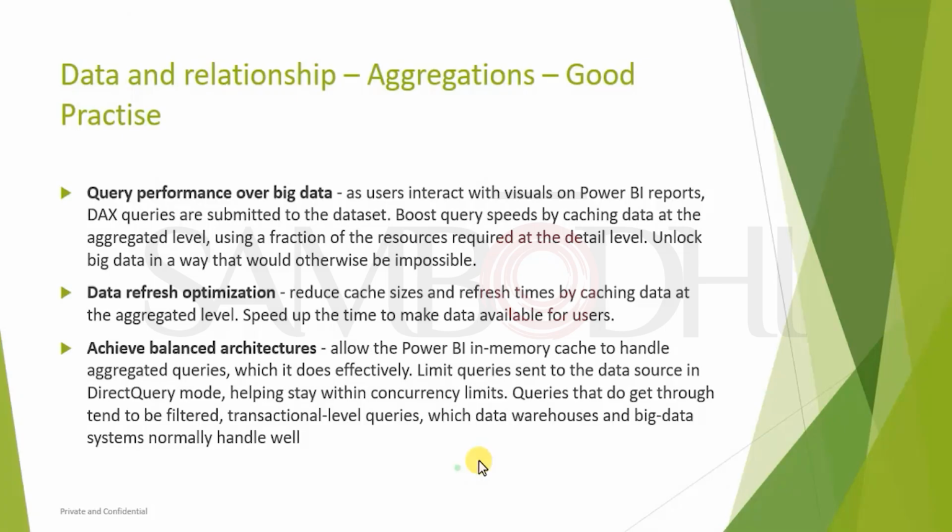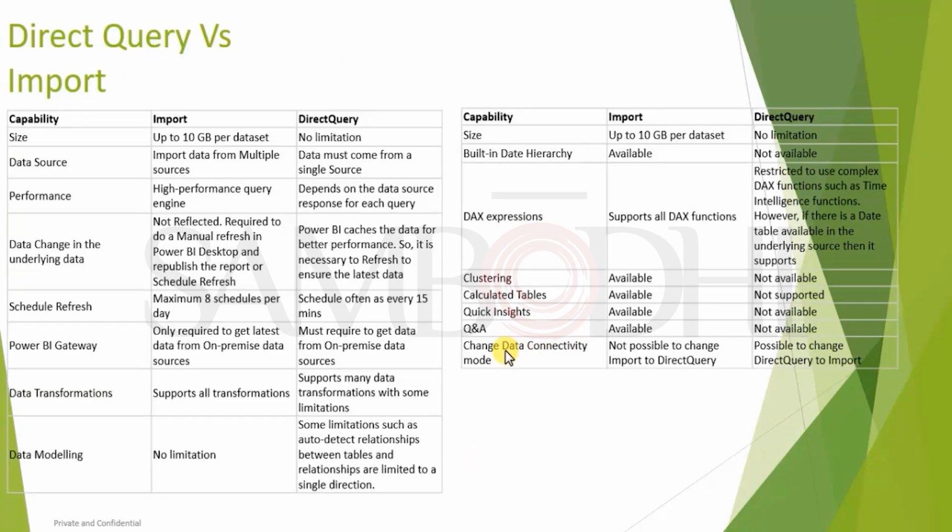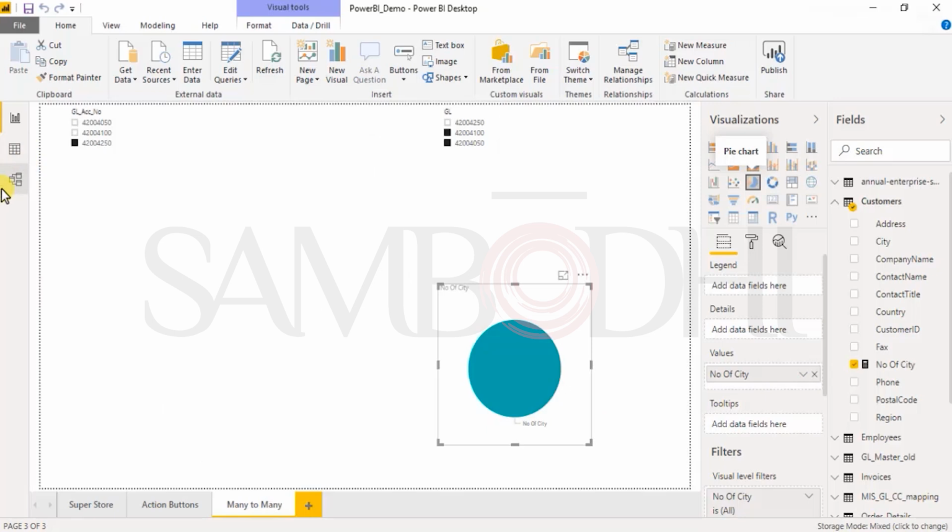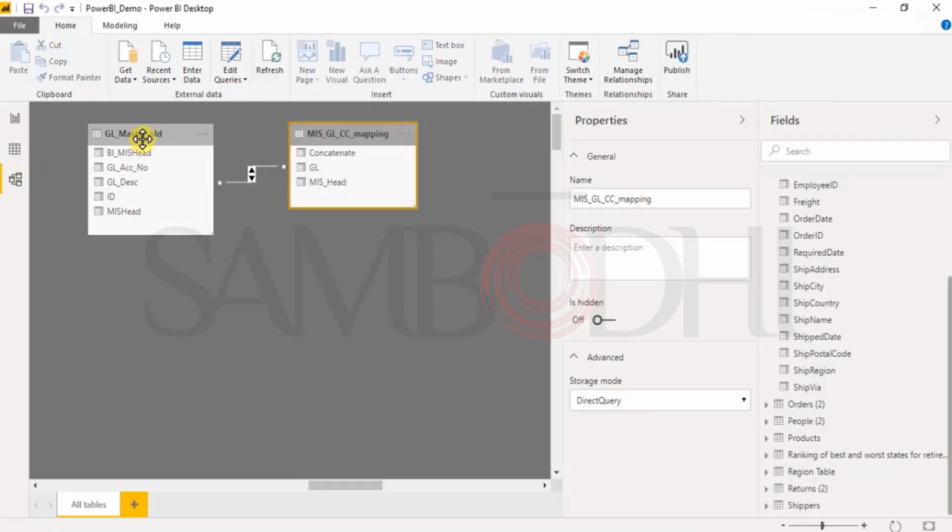Coming back to our PowerPoint slide. Yes, if you go back, on change of data connectivity, as I said, it is not possible to change import to direct query, but it's possible to change direct query to import. So let's do one thing. Let's check, is it possible to change direct query to import? If I go back over here, I know I have imported 2 tables today. One was direct query, this was an import. If I change it to direct query, will it permit me? Let's have a look.